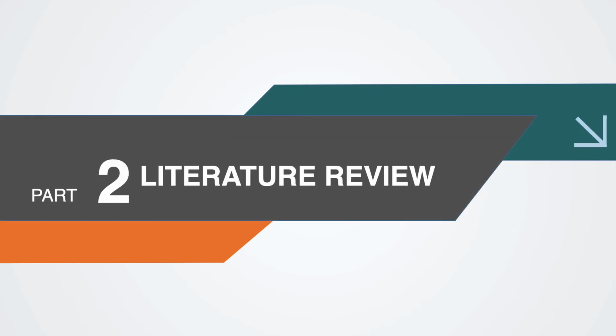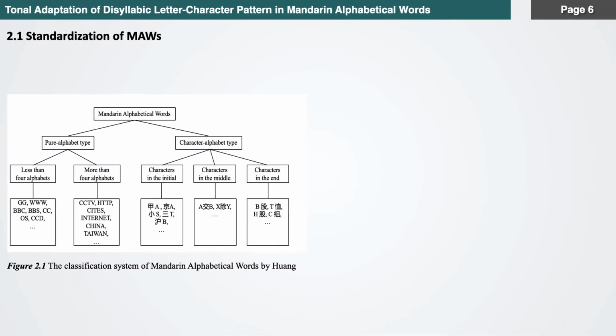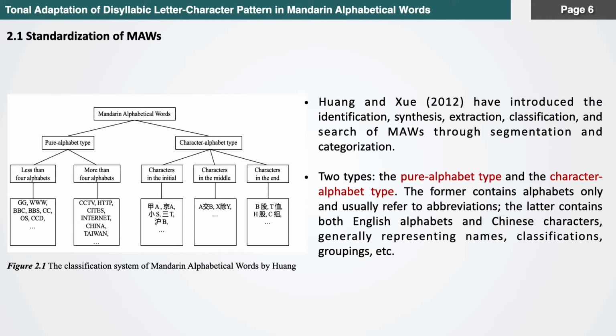And here is the literature review. There was no standardization of Morse until Huang and Xue introduced the classification tree on the left side of the slide. We can see that they divided Morse into two categories, the pure alphabet type and the character alphabet type, as I have mentioned in introduction.